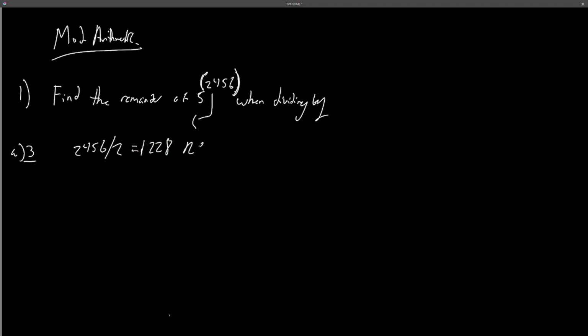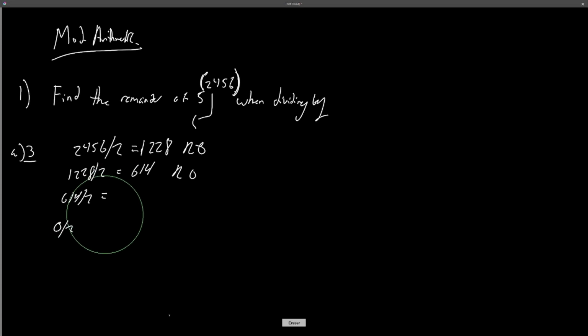1228 with a remainder of 0 because we have no decimals. It's just a clean 1228. So 1228 divided by 2 is 614, remainder of 0. And you just keep going down and down and down until you get to a point where you're dividing 0 over 2. At that point you can stop.